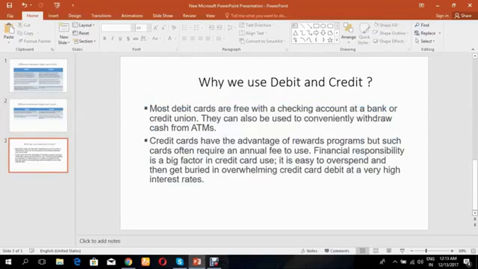Why we use debit and credit? Most debit cards are free with a checking account at a bank or credit union. They can also be used to conveniently withdraw cash from ATMs. Credit cards have the advantage of rewards programs, but such cards often require an annual fee to use. Financial responsibility is a big factor in credit card use. It is easy to overspend and then get buried in overwhelming credit card debt at very high interest rates.